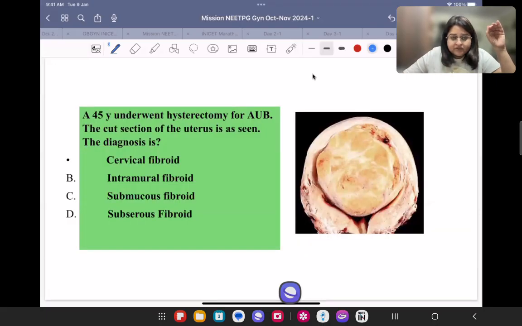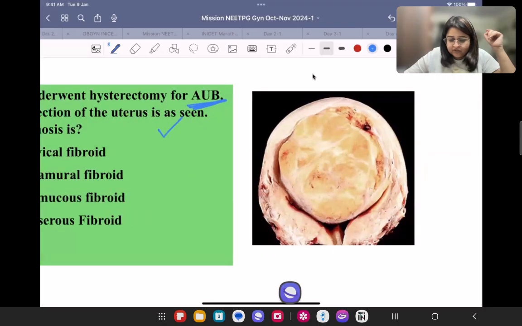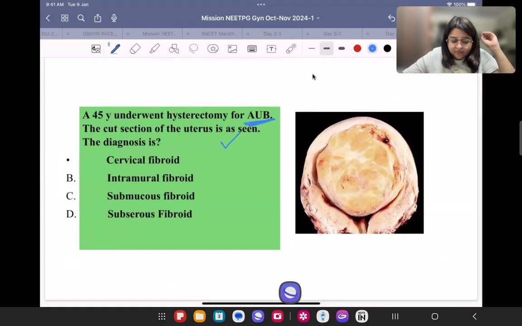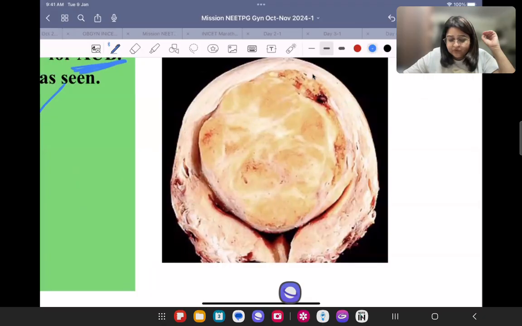A 45-year-old, a similar question came in NEET PG. I have that question also. A 45-year-old underwent hysterectomy for AUB. The cut section of the uterus is as shown. So what is this? This is a very large submucosal fibroid. It's a submucosal, not subserous, submucosal.